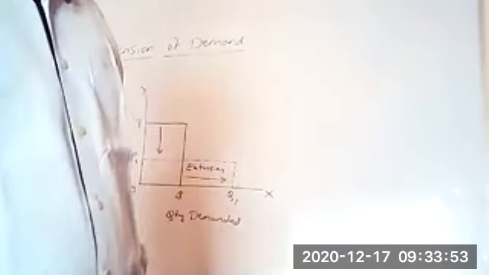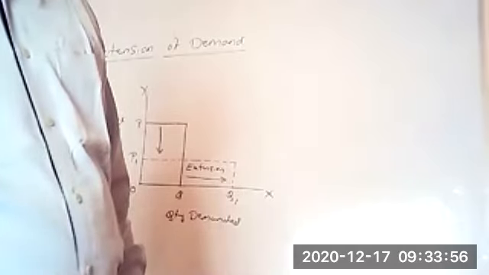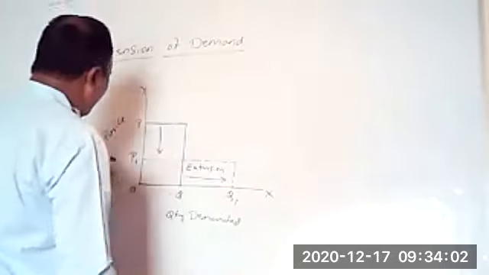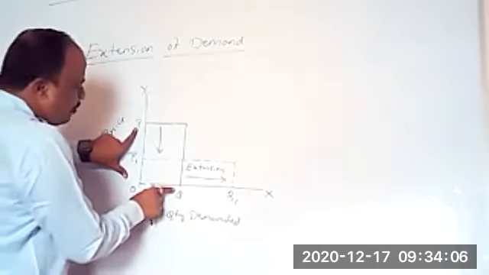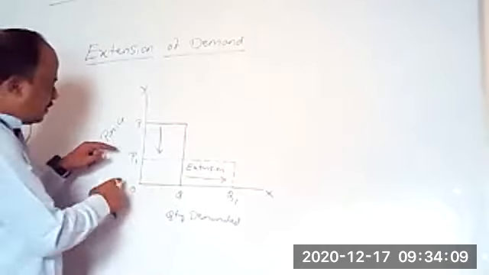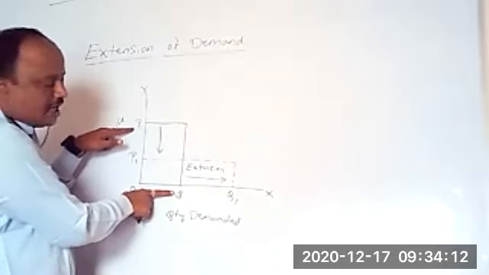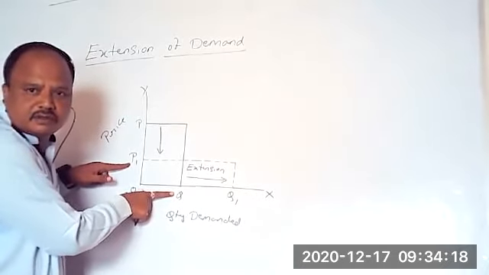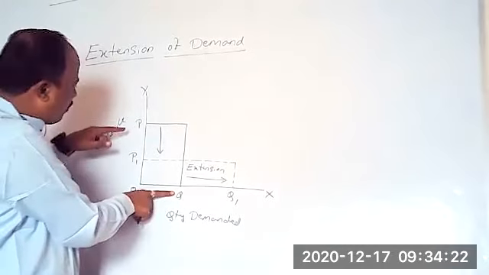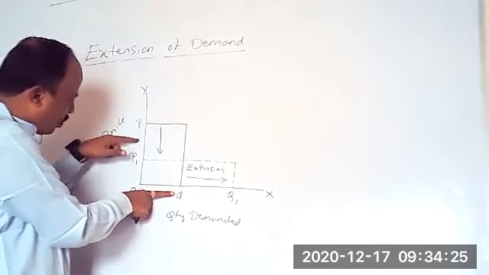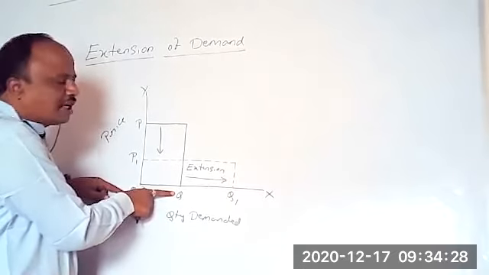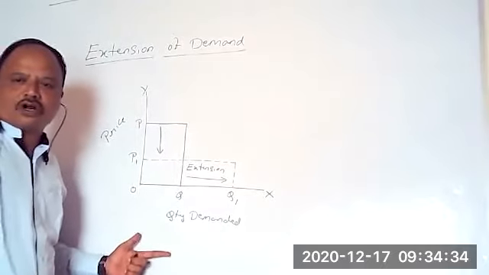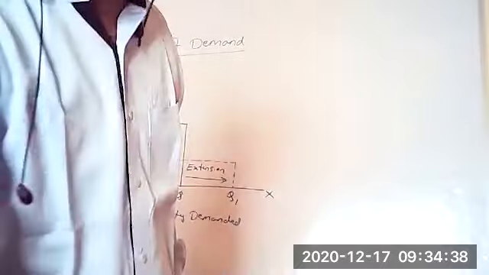When the price is OP, OQ is demanded. If suddenly the price falls from OP to OP1, then the quantity demanded will extend from OQ to OQ1. This is called extension of demand.